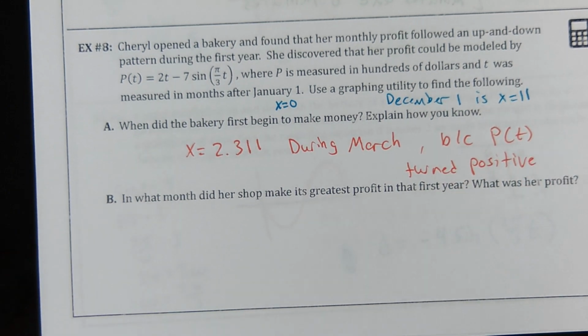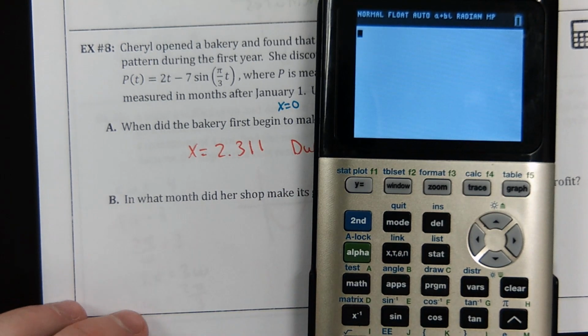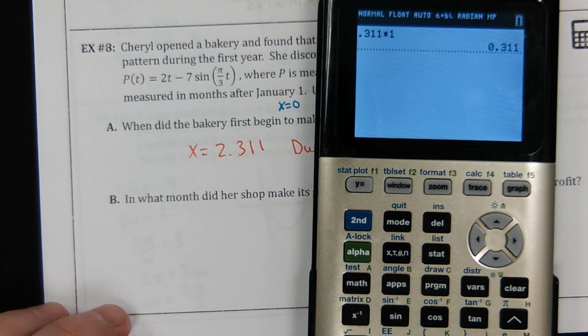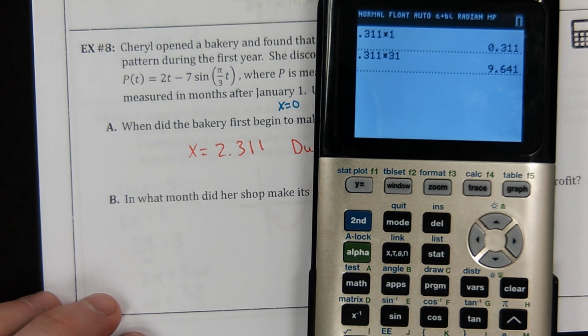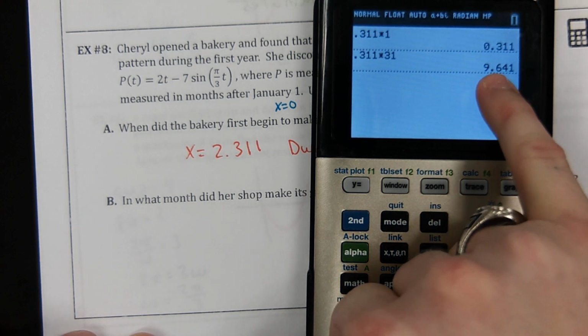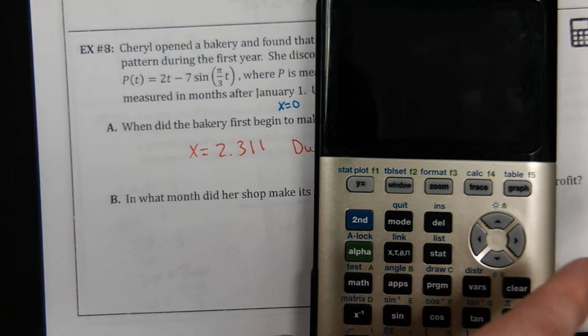I mean, if you really wanted to know. How many days does March have in it? 31? 0.311 times 31. Whoops. 0.311 times 31. Yeah. Happens halfway between March 9th and March 10th. So it's like halfway into March 10th. It's like noon on March 10th. Oh, that was a guess? Good job. But we don't need to know that. That's over and above, okay?